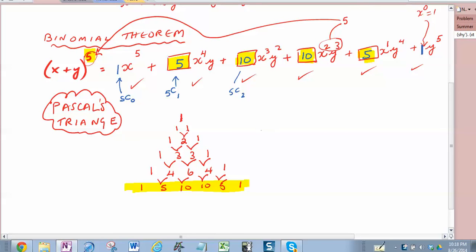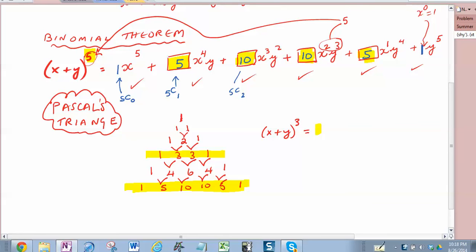Okay, so let's check my answer for x plus y cubed. It's a cube. Therefore, I want the row that begins with 1, 3. All right, those are going to be the coefficients of my expansion. How does the expansion go? You start with x cubed.